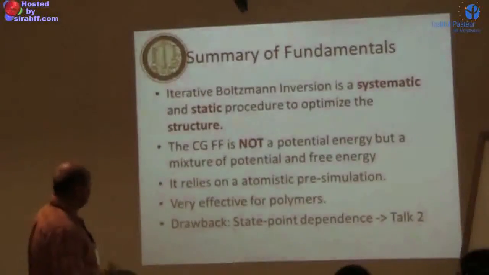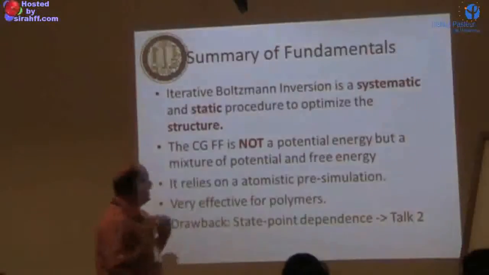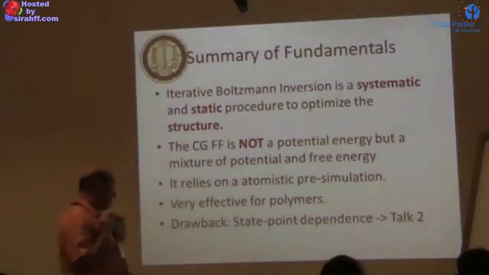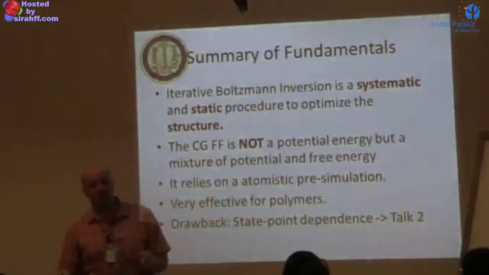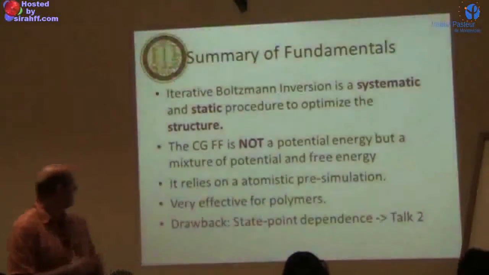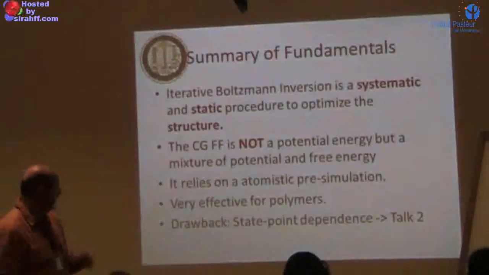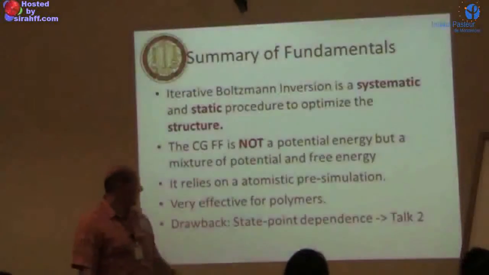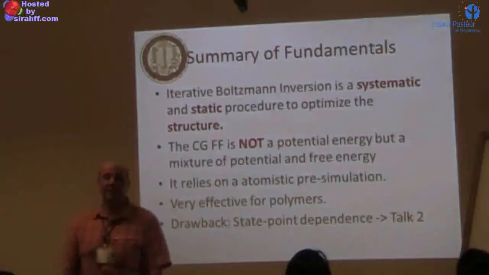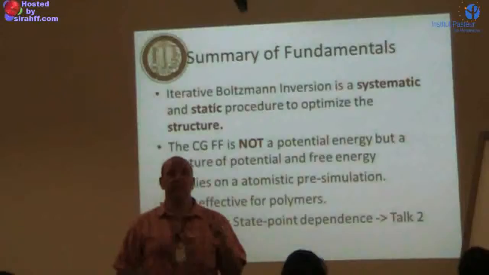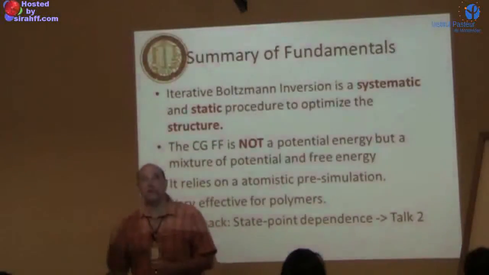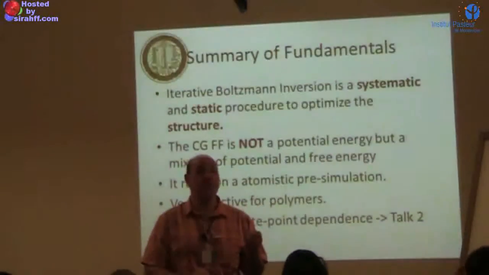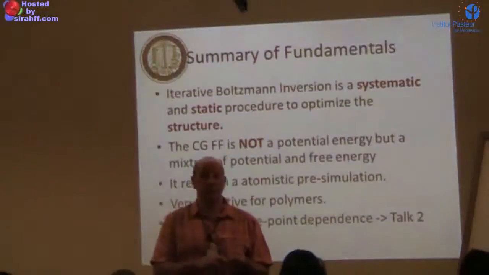So, summary of fundamentals. Iterative Boltzmann inversion is a systematic and static procedure to optimize this coarse-grained force field. It is not a potential energy. It is a potential, but not a potential energy. It's a mixture of potential and free energy. It always relies on an atomistic simulation. It's very effective for polymers. The big drawback: technically, you have to do a new run not only for every new polymer but for every new state point. So you have temperature dependence, you have concentration dependence, and that's largely what we'll talk about tomorrow.